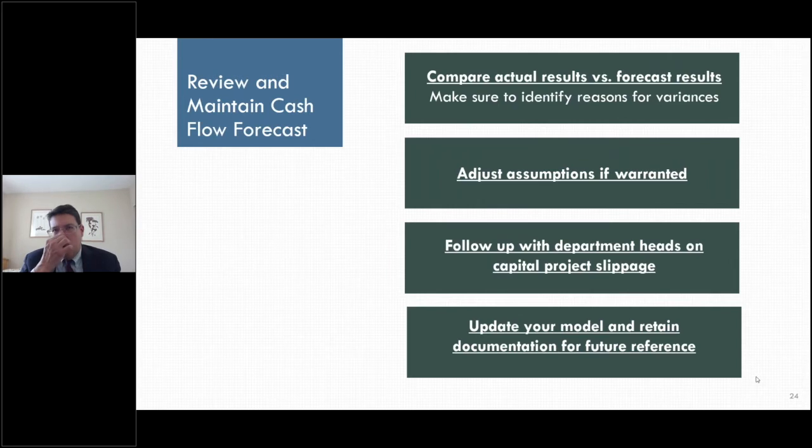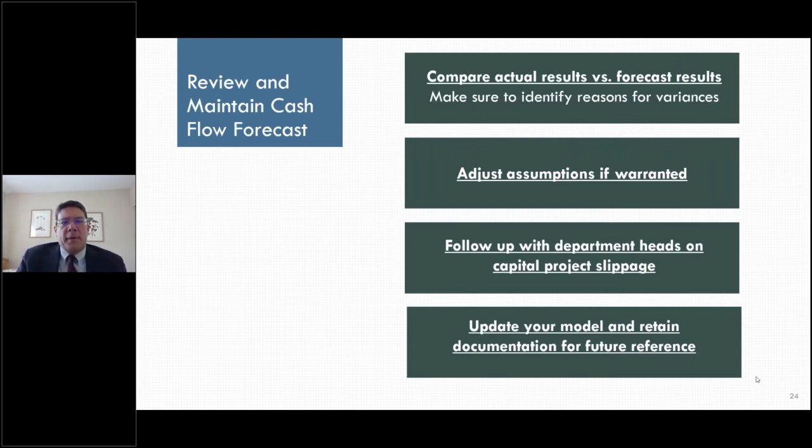All right, so when you have the forecast, what are some good practices to follow? Well, I mentioned this earlier, always compare your actual results with the forecasted results and make those adjustments to the actual balances and also to your assumptions if warranted. Always do a look back. It's going to help you in the long run.